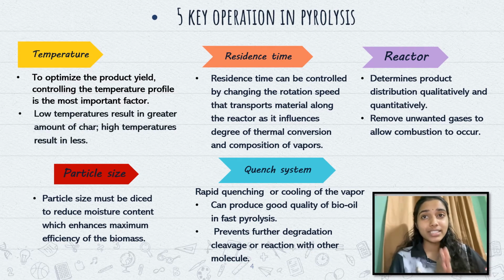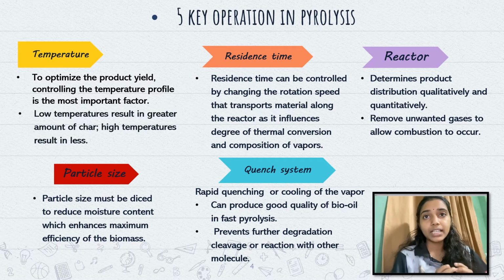Moving on to the residence time. Residence time can be controlled by changing the rotation speed that transports materials along the reactor, as it influences the degree of thermal conversion and composition of vapors. The third one would be reactor. Reactor determines the product distribution qualitatively and quantitatively, and removing unwanted gases will allow combustion to occur when it comes to reactor. Fourth one would be particle size.